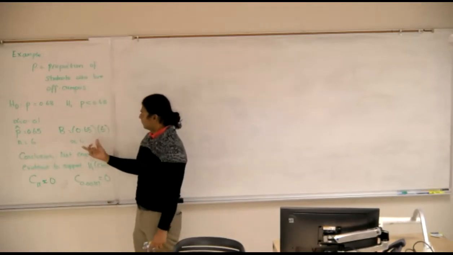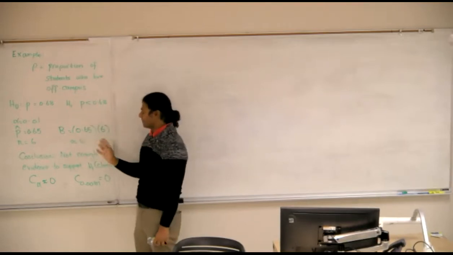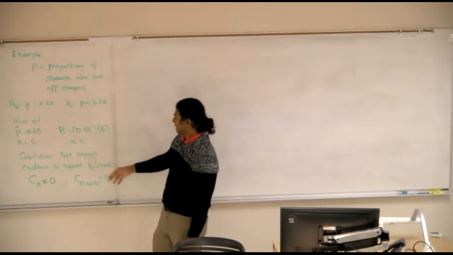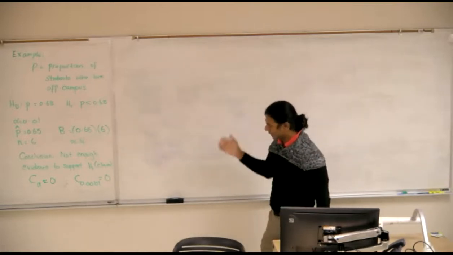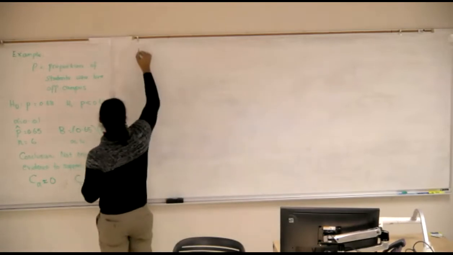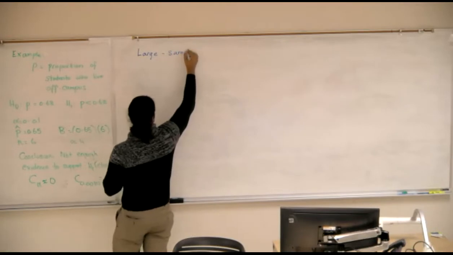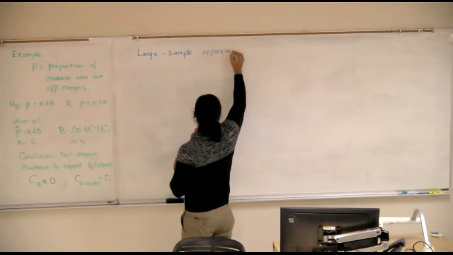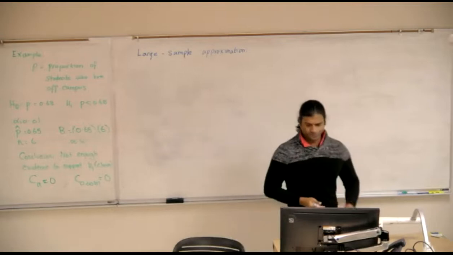And we found the test statistic, which is simply n multiplied by p hat, which is 4. And we ended up showing that there is not enough evidence to support the claim H1. Assuming the large sample approximation holds true, most likely that this is not going to hold true.